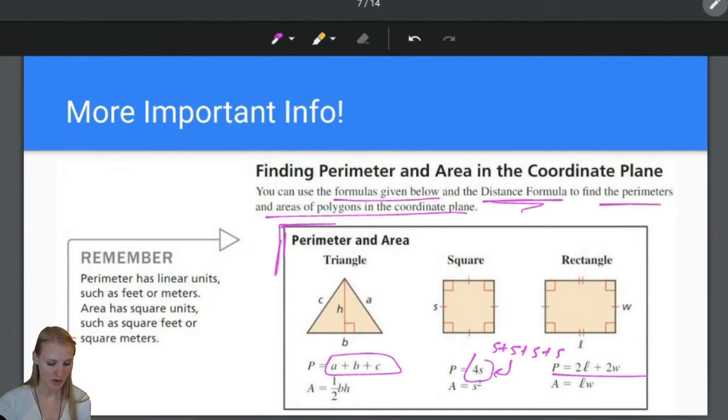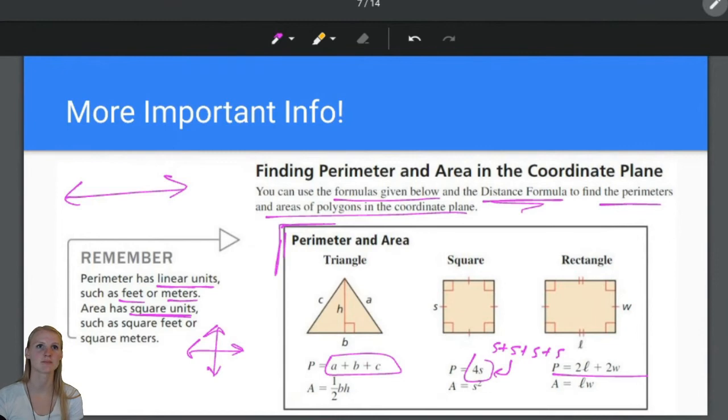Don't forget that perimeter has linear units, such as feet or meters. When they say linear, they mean one-dimensional. Remember, because lines are one-dimensional. And when they say that area has square units, it's because it is two-dimensional. Think of it as a plane where you can go up, down, left, right. And that's why we have feet squared, because we're in 2 dimensions.